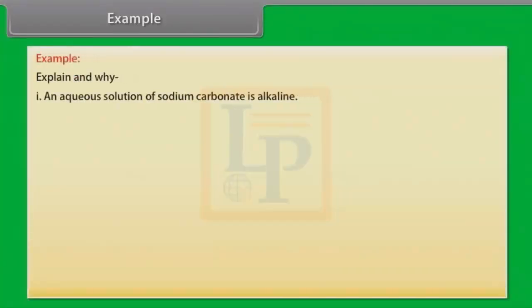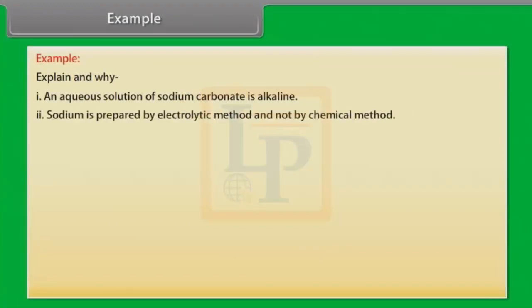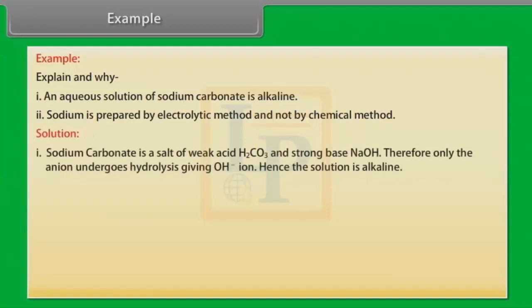Example. Let's take an example. Why is an aqueous solution of sodium carbonate alkaline, and why is sodium prepared by the electrolytic method and not by a chemical method? Let's see the solution. Sodium carbonate is a salt of weak acid H2CO3 and strong base NaOH. Therefore, only the anion undergoes hydrolysis giving OH minus ion. Hence, the solution is alkaline.